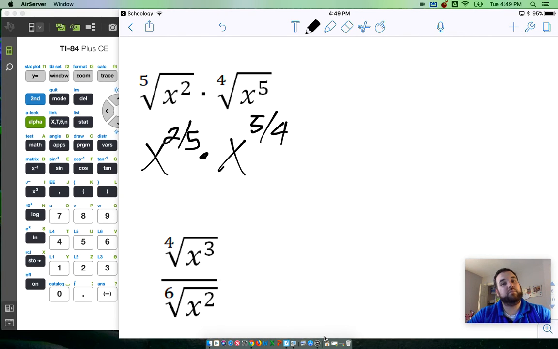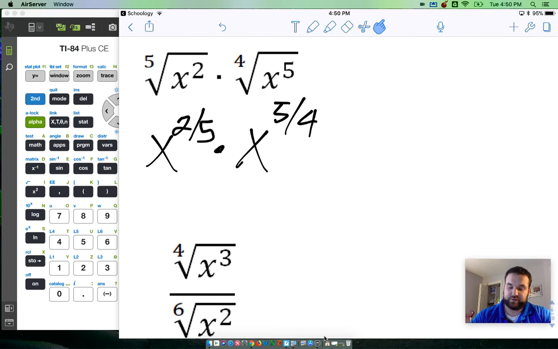So now that I've written them both as exponents, we know our exponent rules say as long as I have the same base, I can combine these things together by just adding their powers, right? We've done that throughout chapter 6. So what I'm going to do is jump to the calculator and take 2/5 and add that to 5/4.